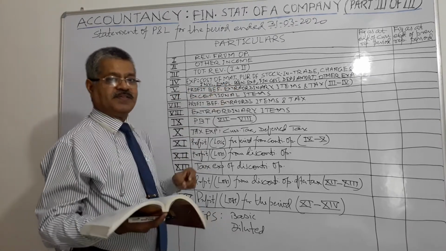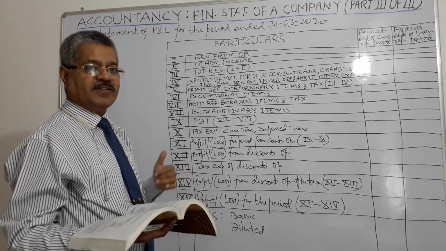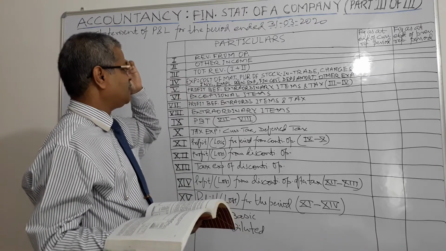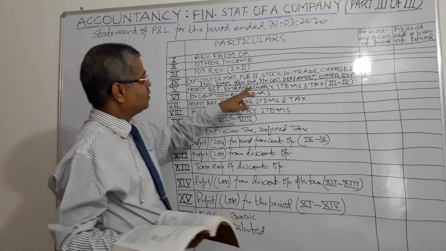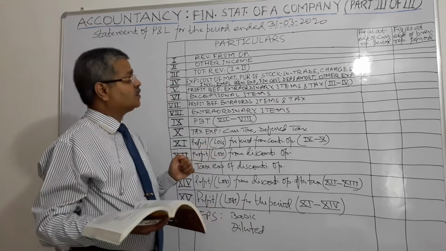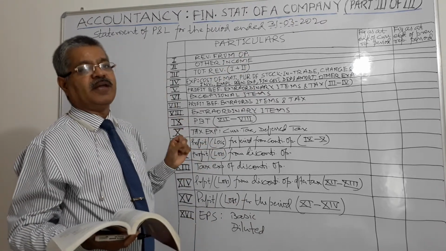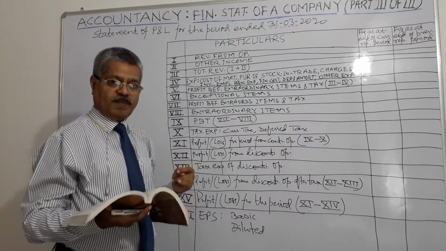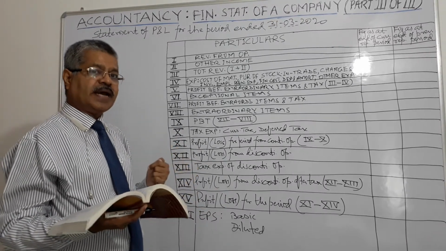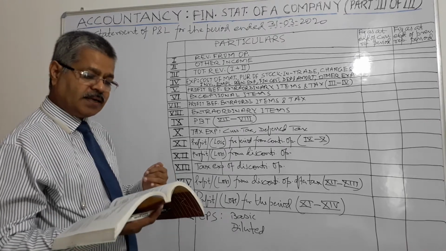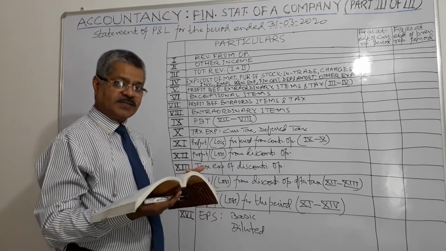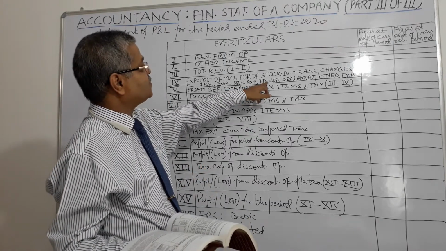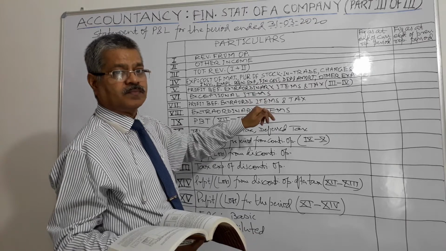Employee benefit expenses, salary, wages, leave encashment, everything related to employee benefit expenses will be added. Finance cost. Suppose ABC Limited, a pen manufacturing company, has availed a loan of 1 crore rupees at 10% per annum interest, and that loan has been fully utilized for the full year. So what will happen? Finance cost will be 10 lakhs.